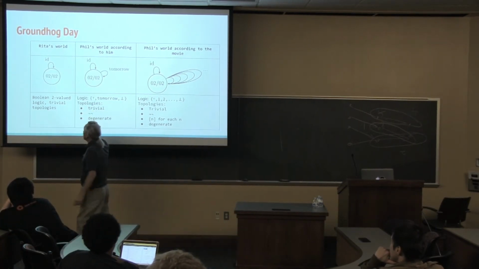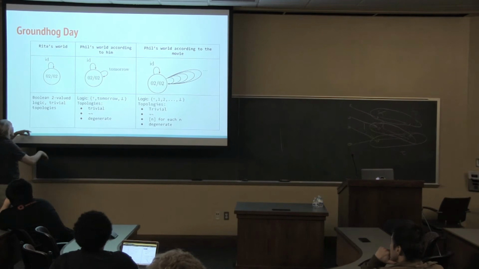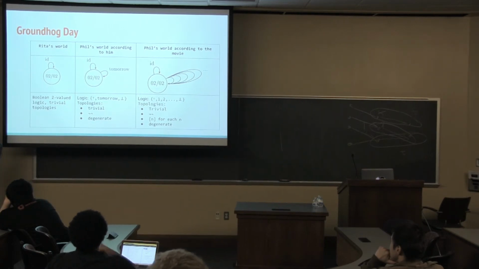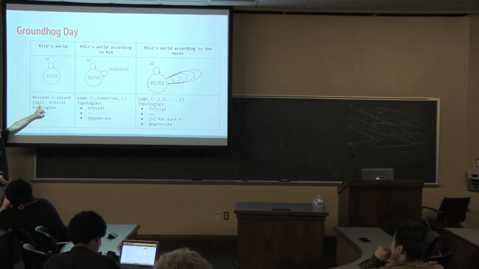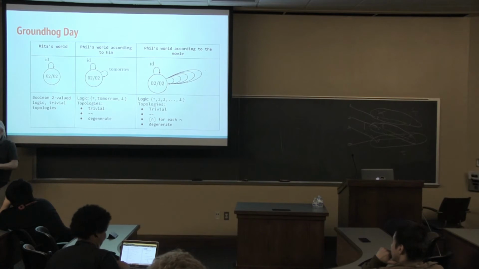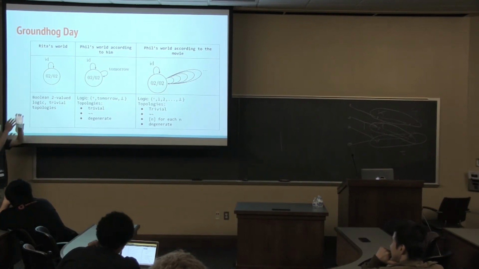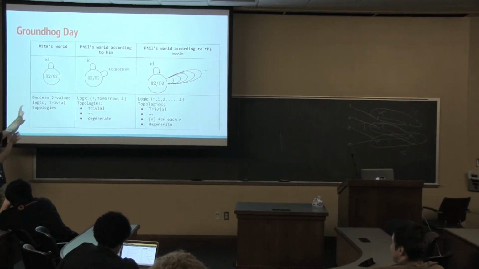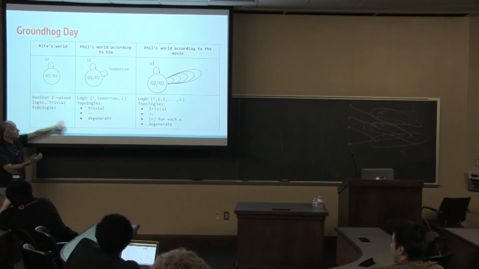So this is February 2nd, right? Rita's world. Every day she wakes up, she has no clue. So it repeats. So the logic is Boolean, right? 2-valued. And the topologies are trivial. Either it's the whole set of good points, or it's degenerate. But we cannot find anything sophisticated there.